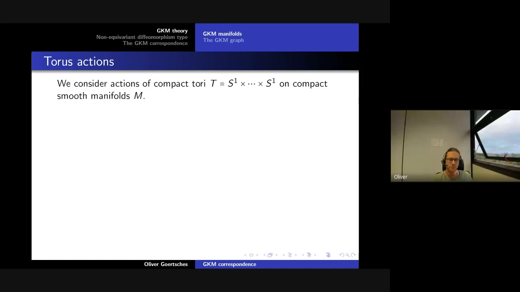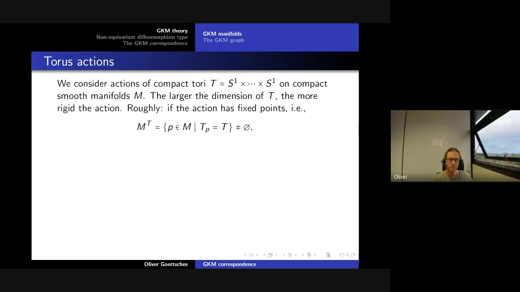The point of view I want to take is that the larger the dimension of the torus is with respect to the dimension of the manifold, in some sense, the more rigid the action is. So, in some extreme case, like the following, if I assume that my action has fixed points, where M^T is the set of fixed points, the set of points in the manifold whose isotropy group is equal to the whole torus.